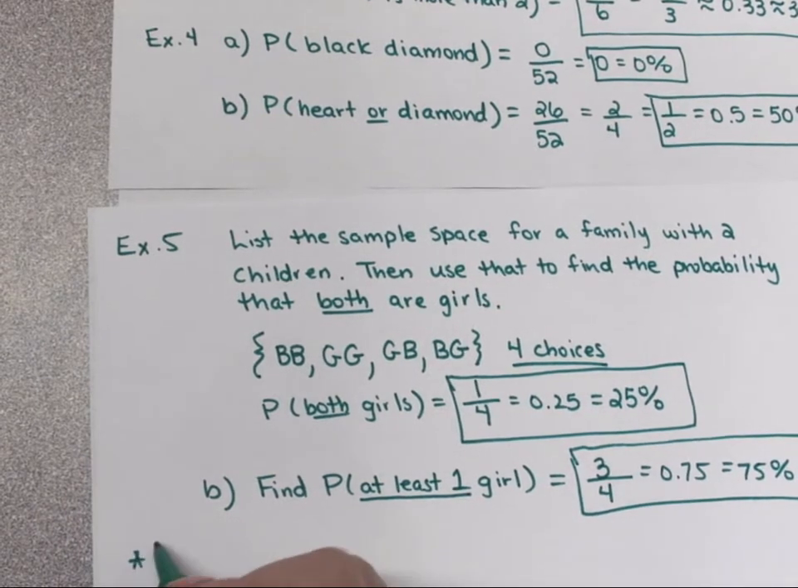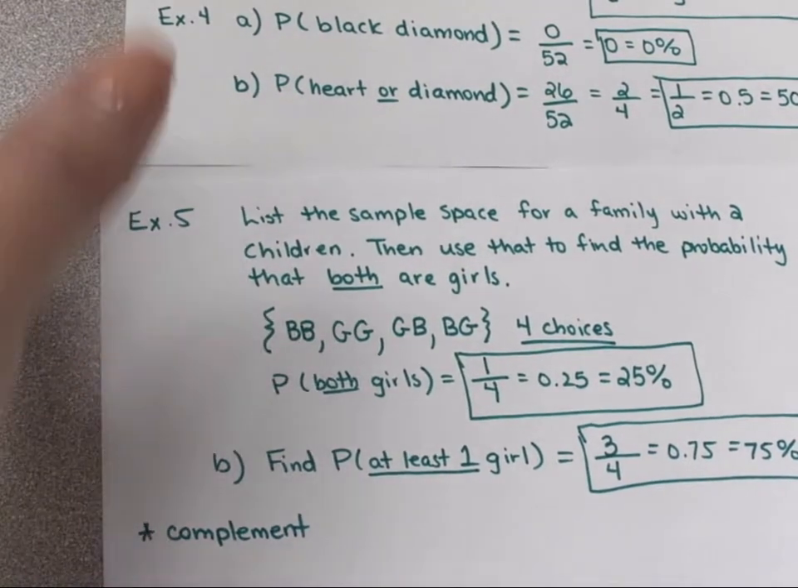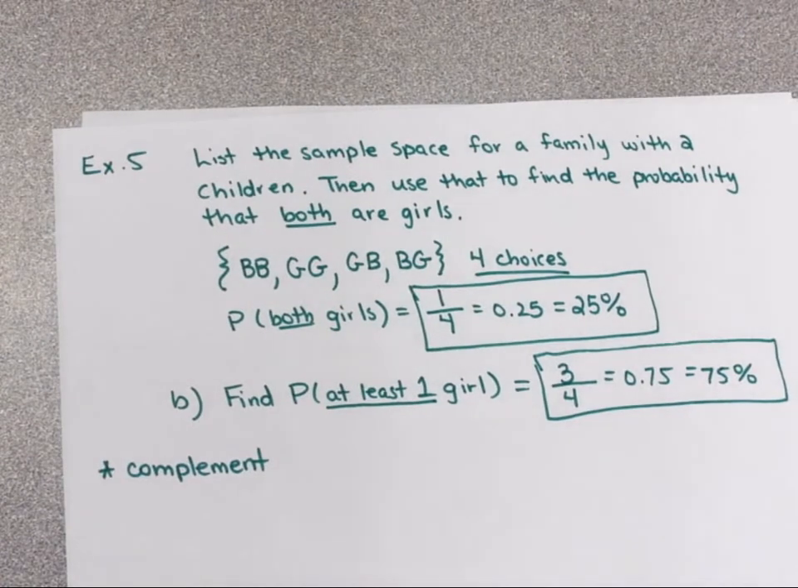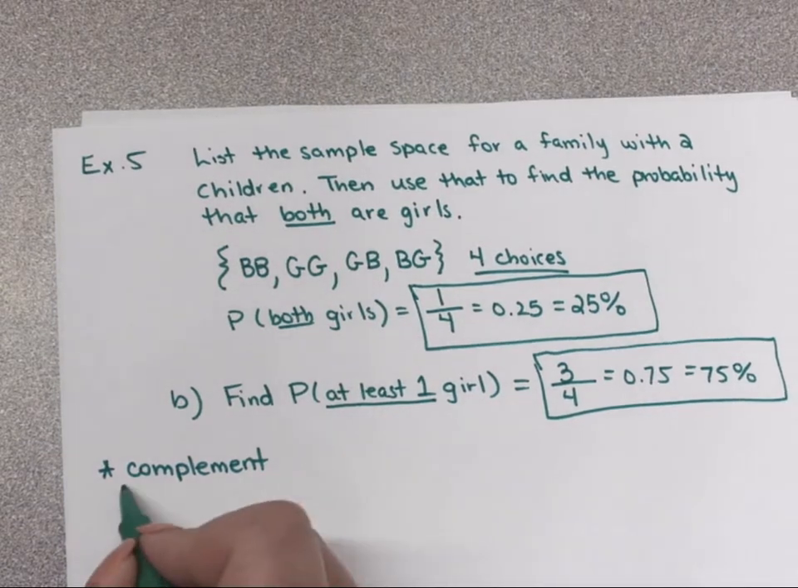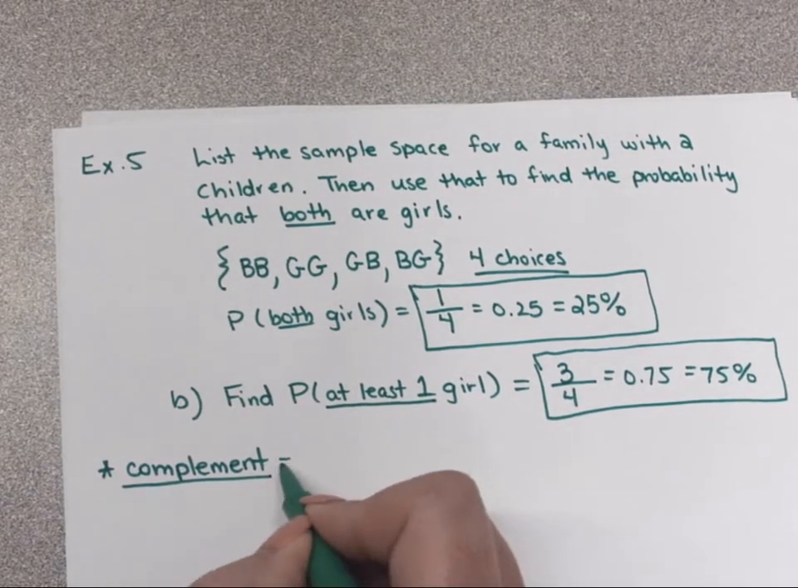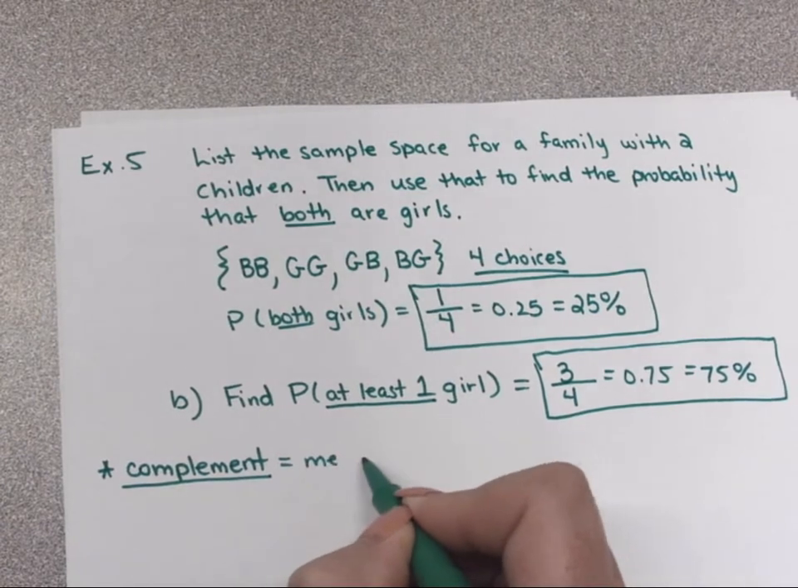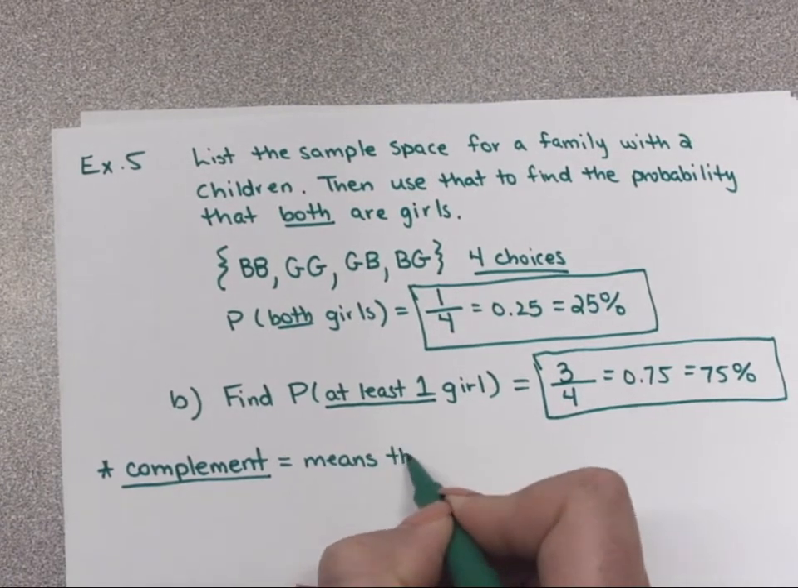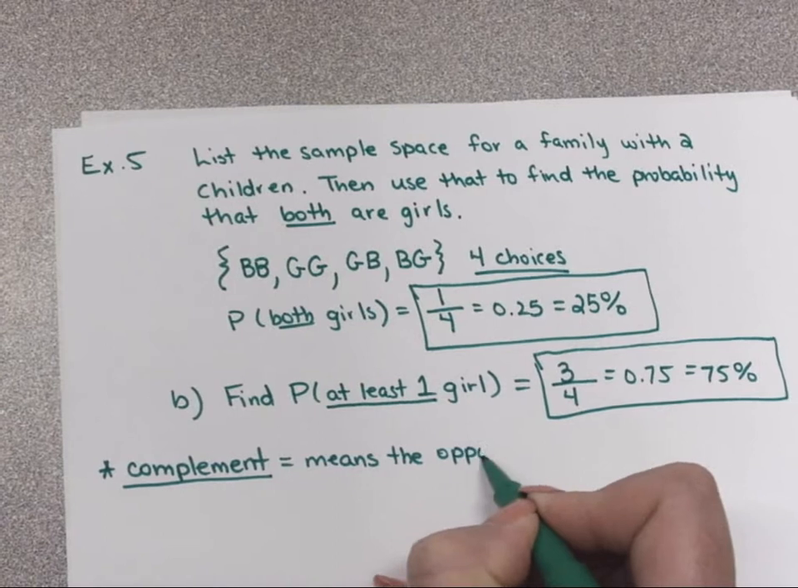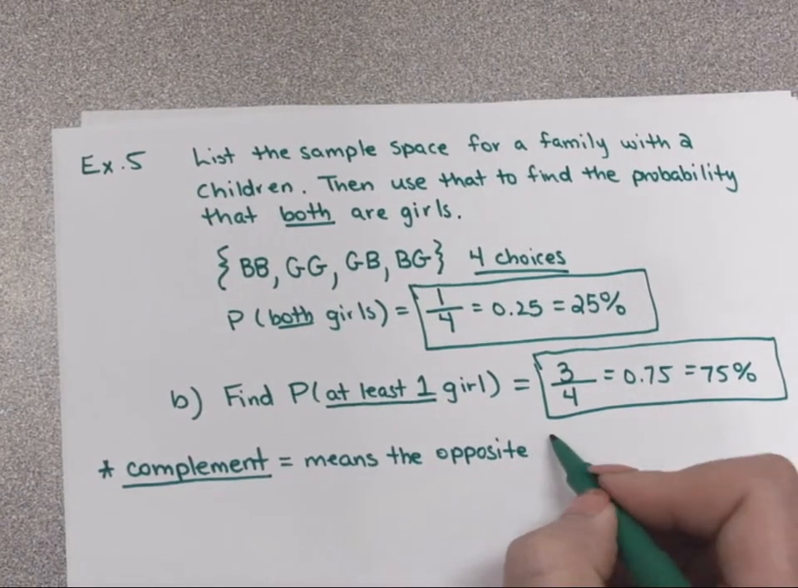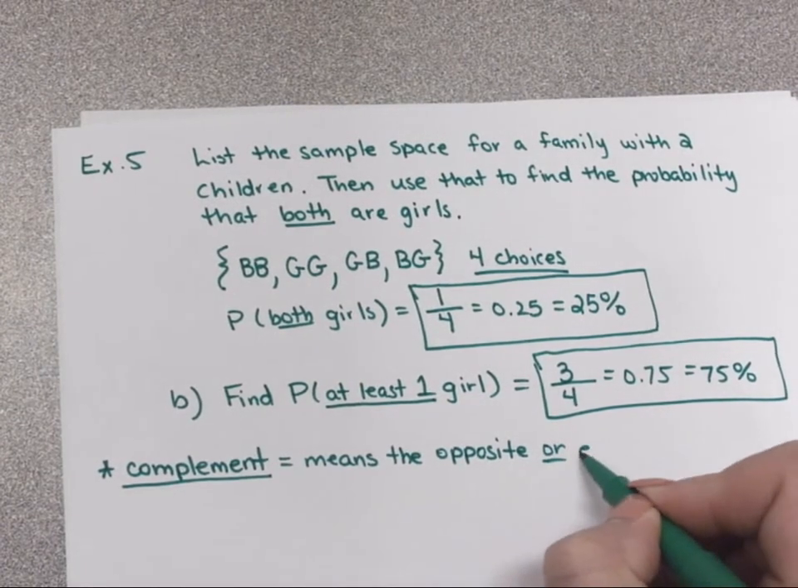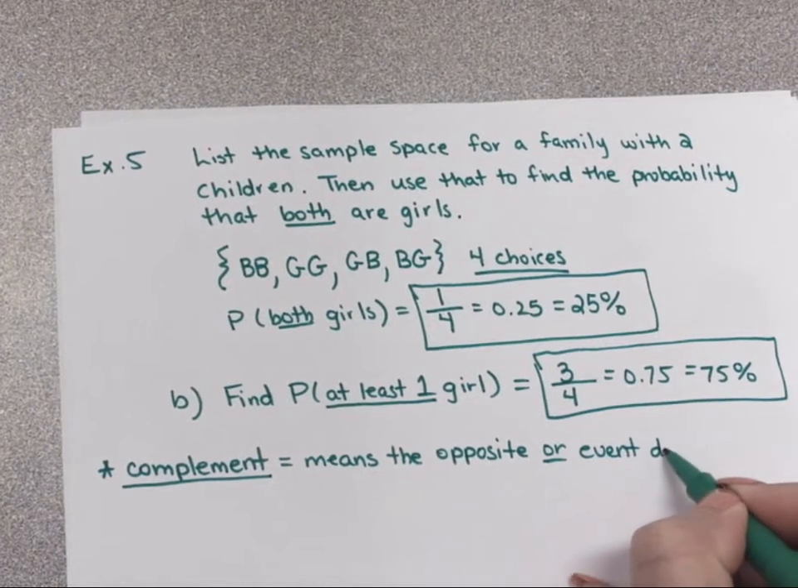All right, so another terminology that you might see with this unit is the word complement. Notice it's not complement like I like your hair today. It's not spelled that way. It's got an E in it instead of an I. So complement spelled this way actually means the opposite. Or it means that the event does not occur.